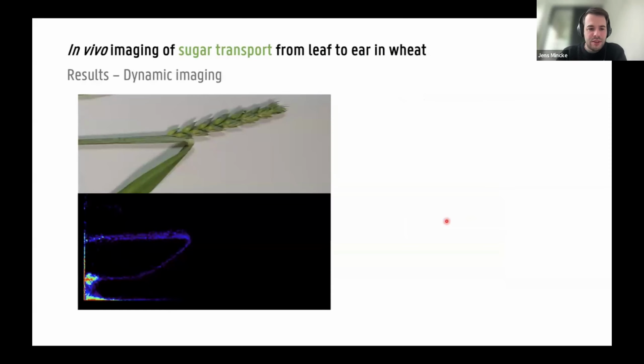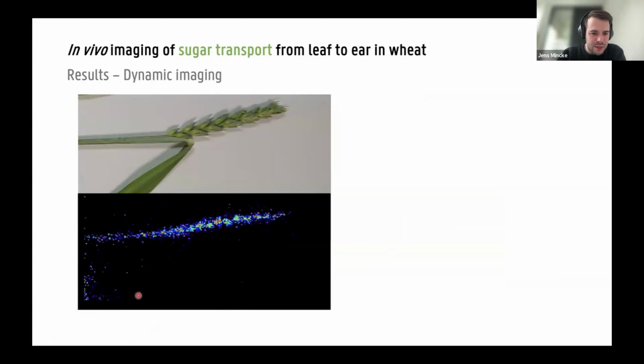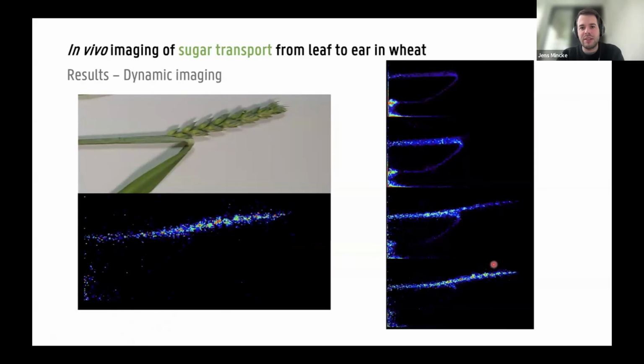So what we saw on the PET image was this. Now an image should be displaying. I'm going to try to play it again. What was shown was that the leaf was labeled, and over time we could see a hotspot in the beginning where the leaf was labeled. Then the tracer is transported inside the leaf, which is connected to the stem over here, and then the tracer is transported from the leaf stem to the ear, essentially.